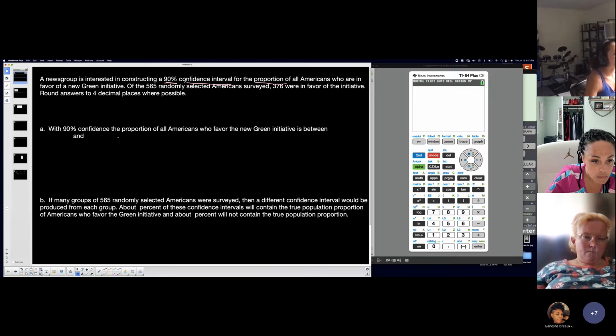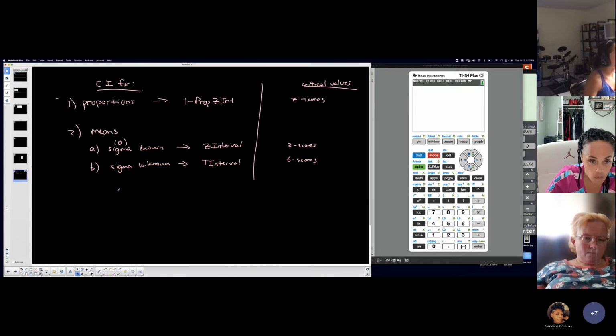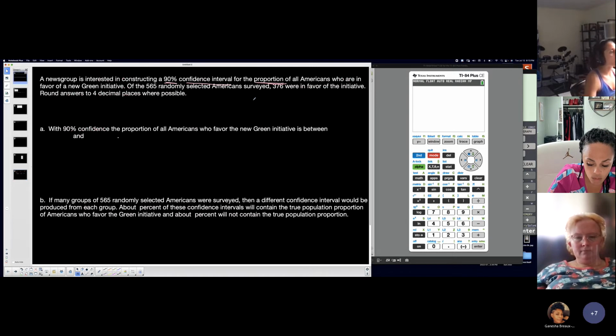so again, what confidence interval am I doing? A confidence interval for proportion. So that's the first thing I want to determine, which scenario I am going to use. I'm doing a confidence interval for a proportion. So now I'm looking here. I know I would use 1-PropZInt if I'm going to do the calculator trick to find it. And I would use z-scores if I'm looking for the critical value. So that's the first thing that I want to think about.